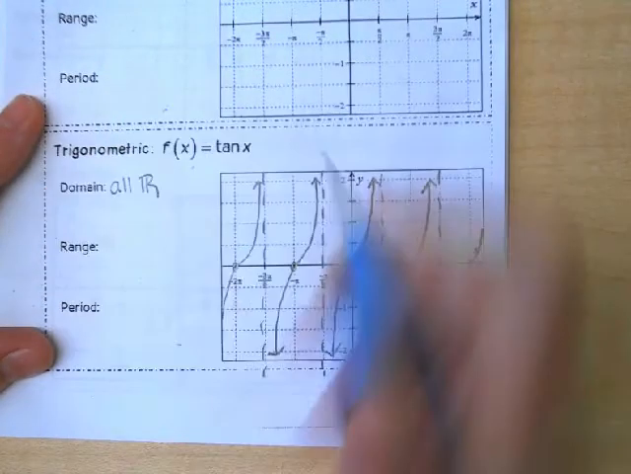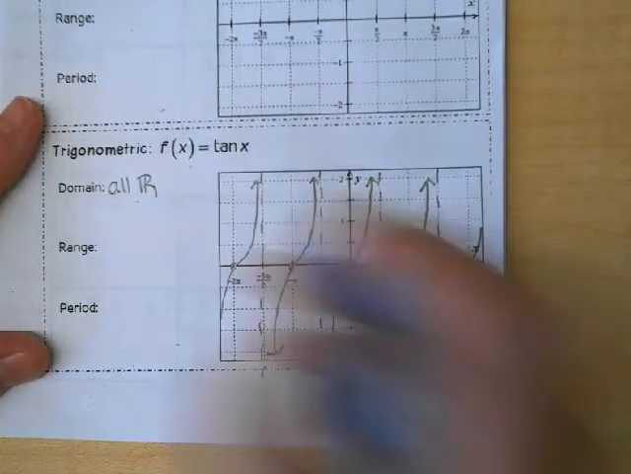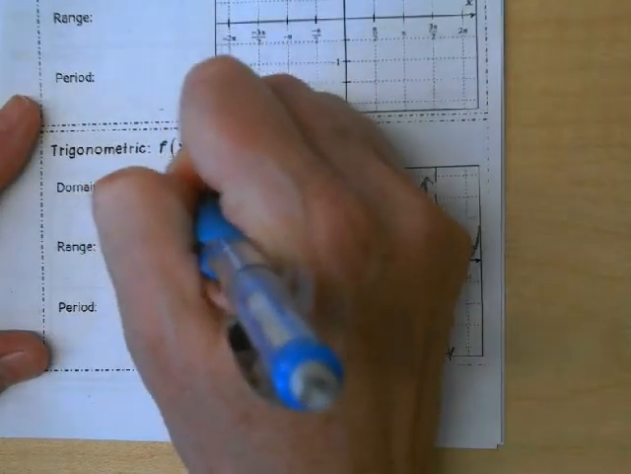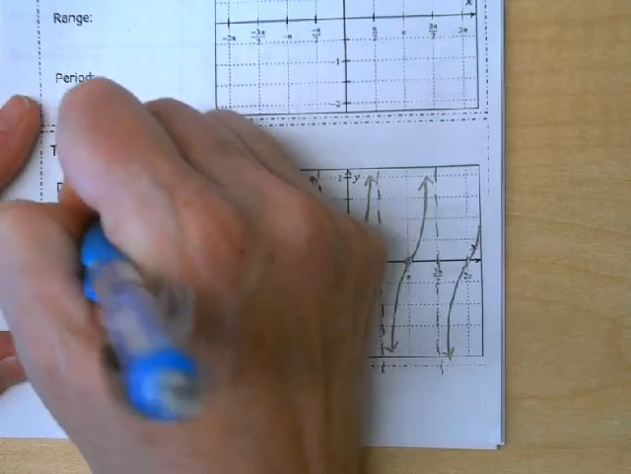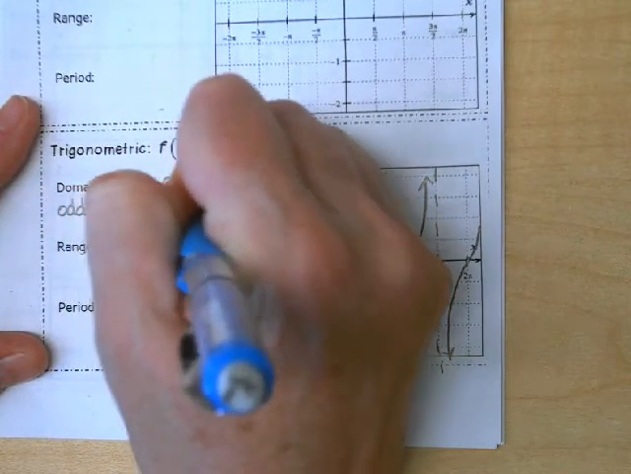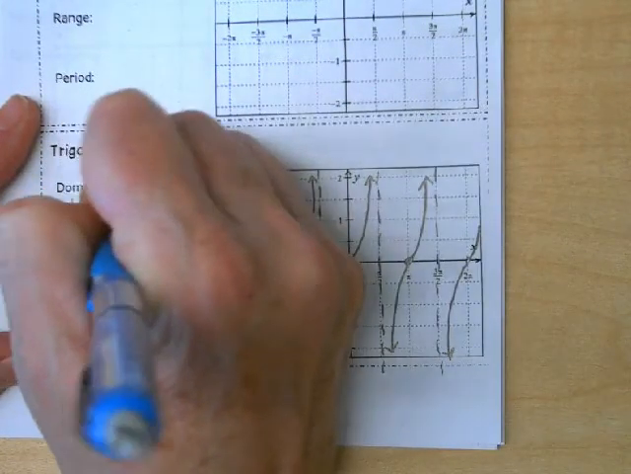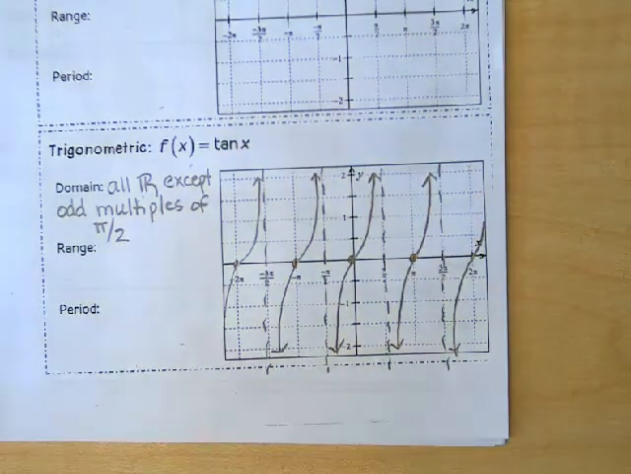Okay, so I'm going to say that it is all real numbers. Remember, double bar R, that's not a TR. It's all real numbers except odd multiples of pi over 2. Okay, the range, all real numbers.